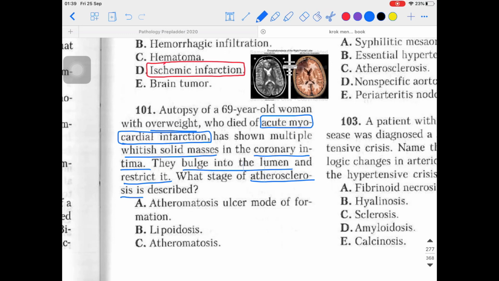First thing, this woman was overweight. Second thing, they said multiple whitish solid masses were found in the coronary intima. Third thing, and the last thing, they said that they bulge into the lumen. Okay, so that is enough for us to pick up which particular stage they are talking about as far as atherosclerosis is concerned. So in this question they are talking about the third stage, the stage of liposclerosis.